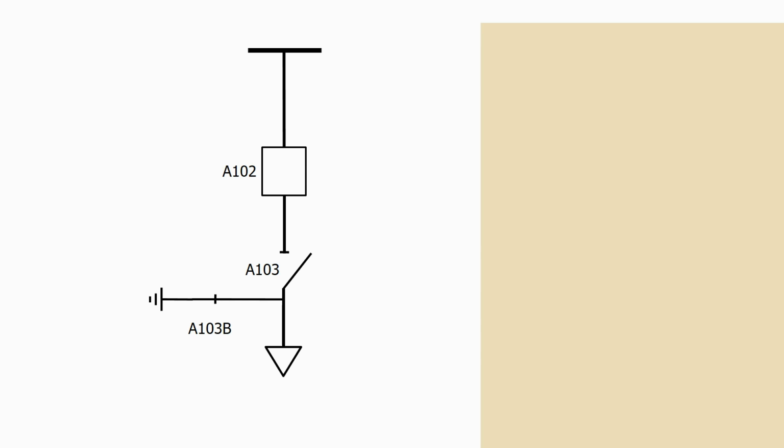To open ground switch A103B, we have no preconditions. Why? The circuit is grounded and isolated, so therefore, to open the ground switch under these conditions is perfectly safe.